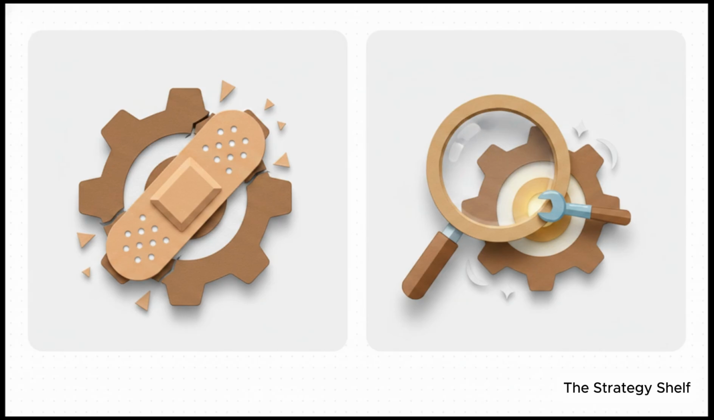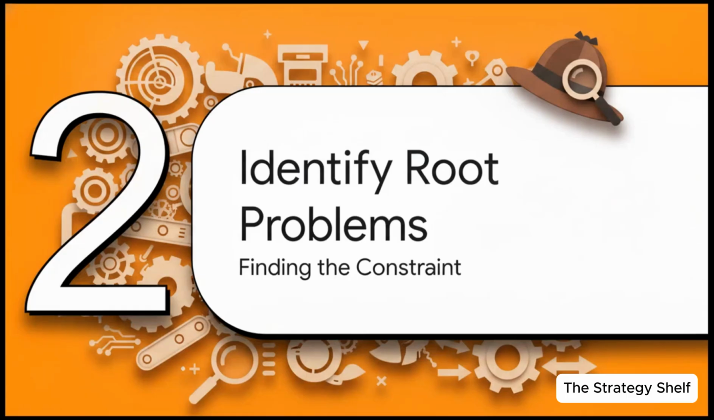To actually win here, we have to shift our focus to curing the disease. That means relentlessly hunting down and eliminating the root bottleneck that's secretly causing all of these undesirable effects in the first place. Which brings us to Section 2, Identifying Root Problems.